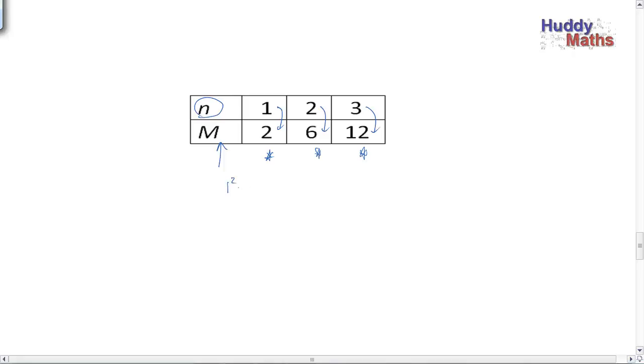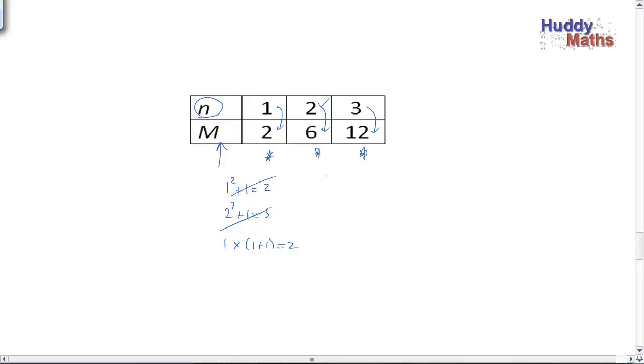1 squared plus 1 is 2. Is 2 squared plus 1 6? No, it's 5. So that doesn't work. What about multiplying 1 by 1 more than 1? 1 plus 1 is 2.